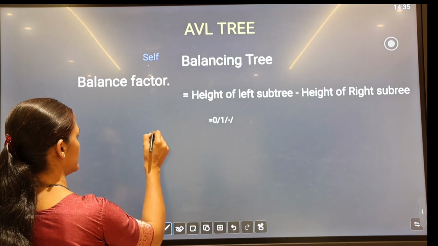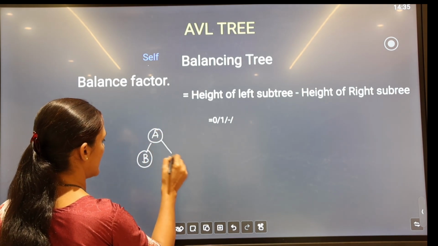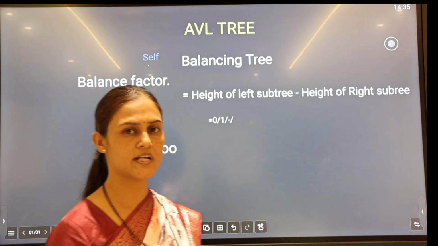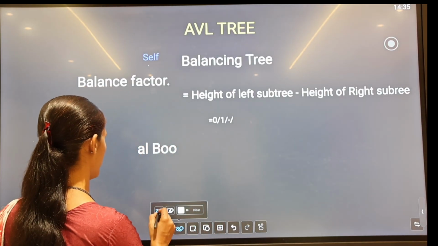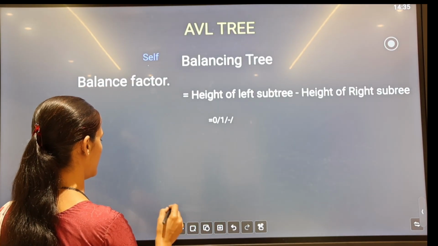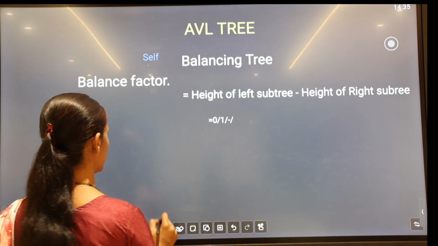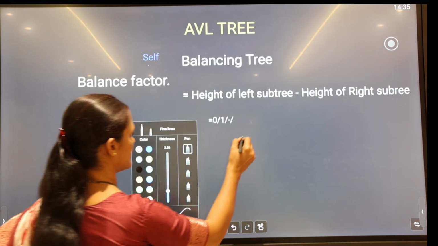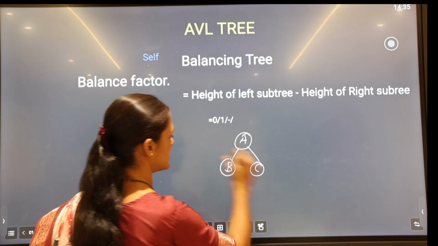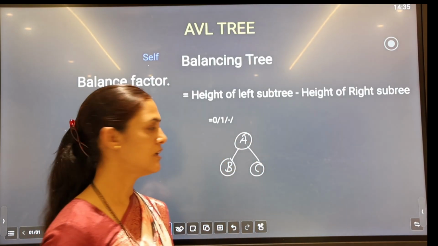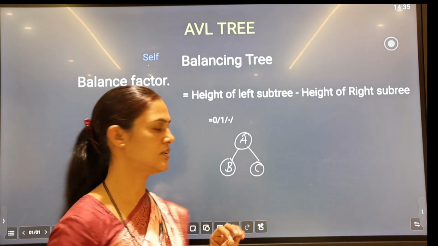Like consider this is a tree A, B and C. This is called as a binary tree. Sorry, so let's change the mode. So now let's consider a binary tree like A, B and C. So here now we will see how to calculate balance factor.